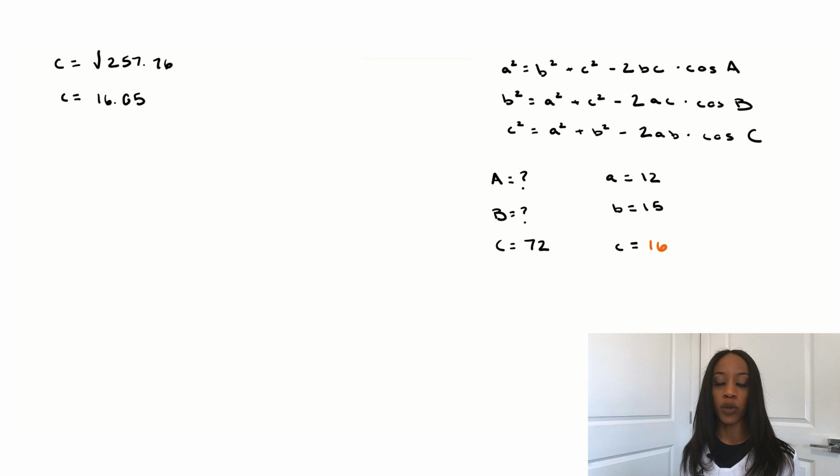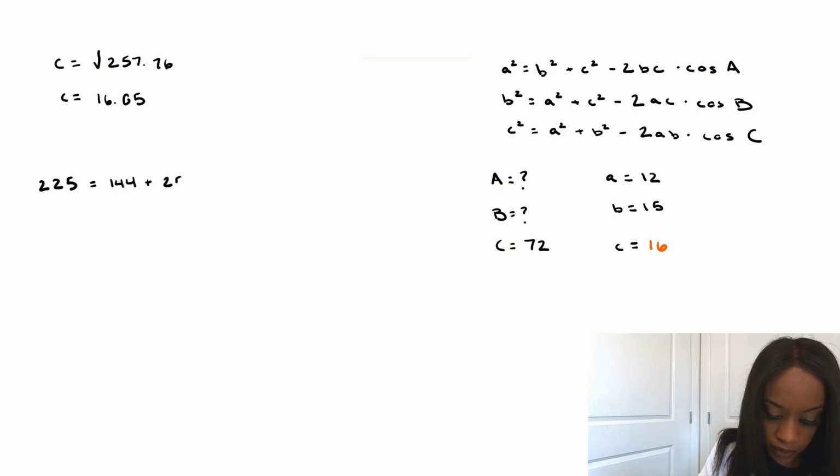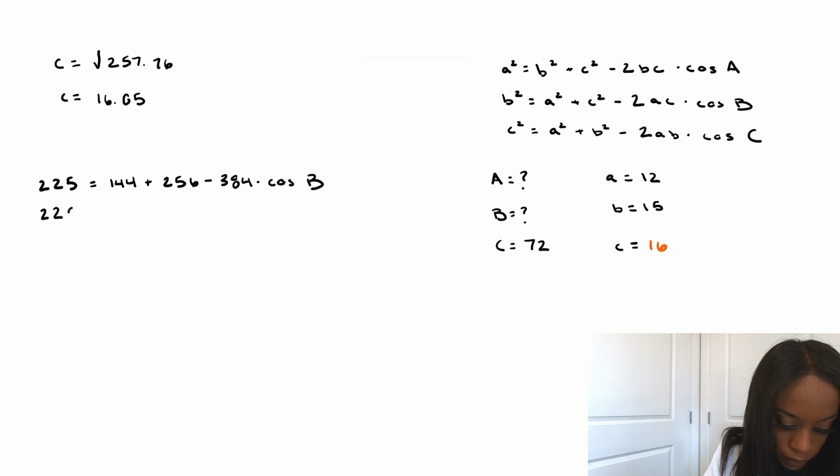So to solve for the angle B, we'll use our second cosine law, that is b squared equals a squared plus c squared minus 2 times a times c times the cosine of angle B. Plugging in, we get b squared, which is 225, equals a squared, which is 144, plus c squared, 256, minus 2ac, 384, times the cosine of B. Simplifying, we have 225 equals 144 plus 256, which gives us an even 400, minus 384 times cosine B.